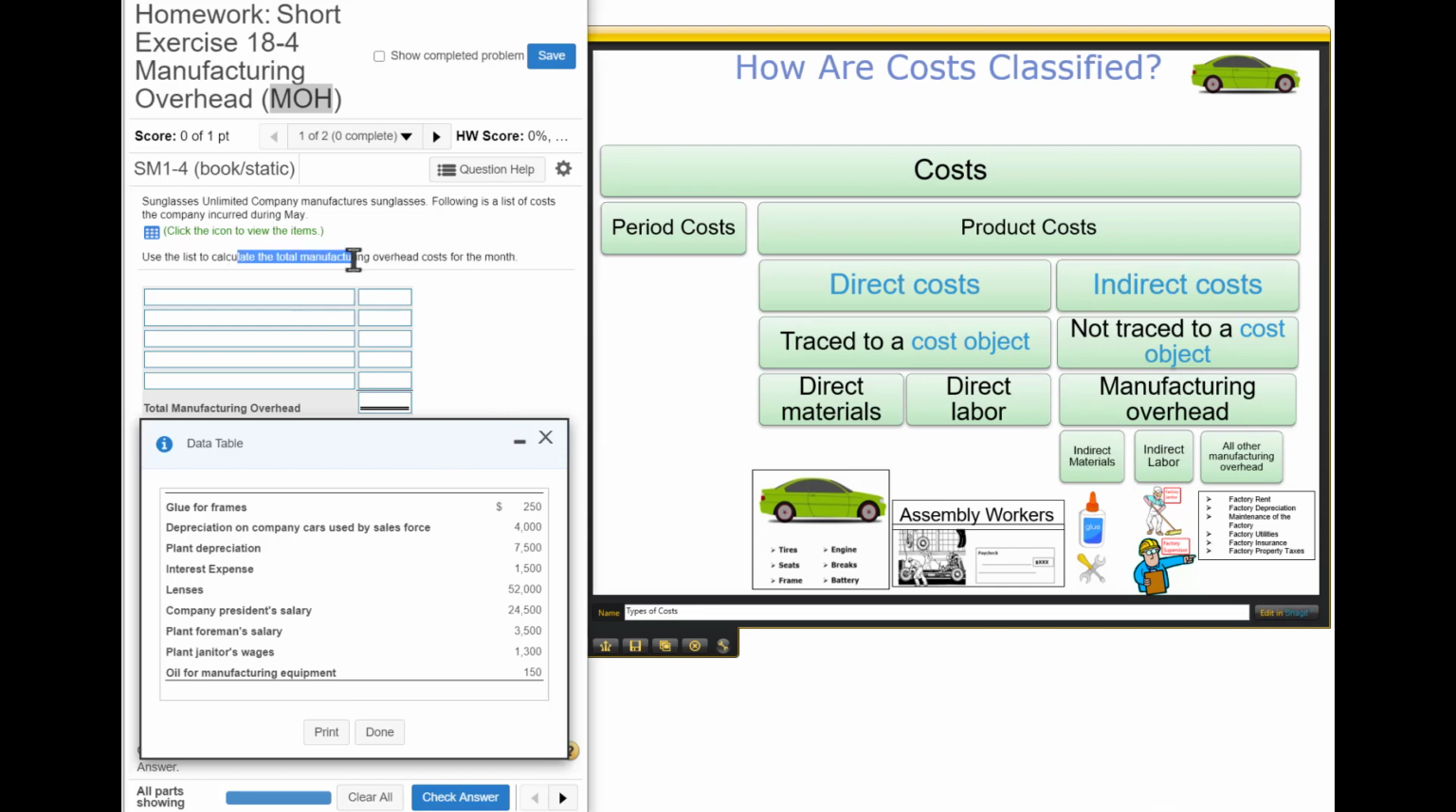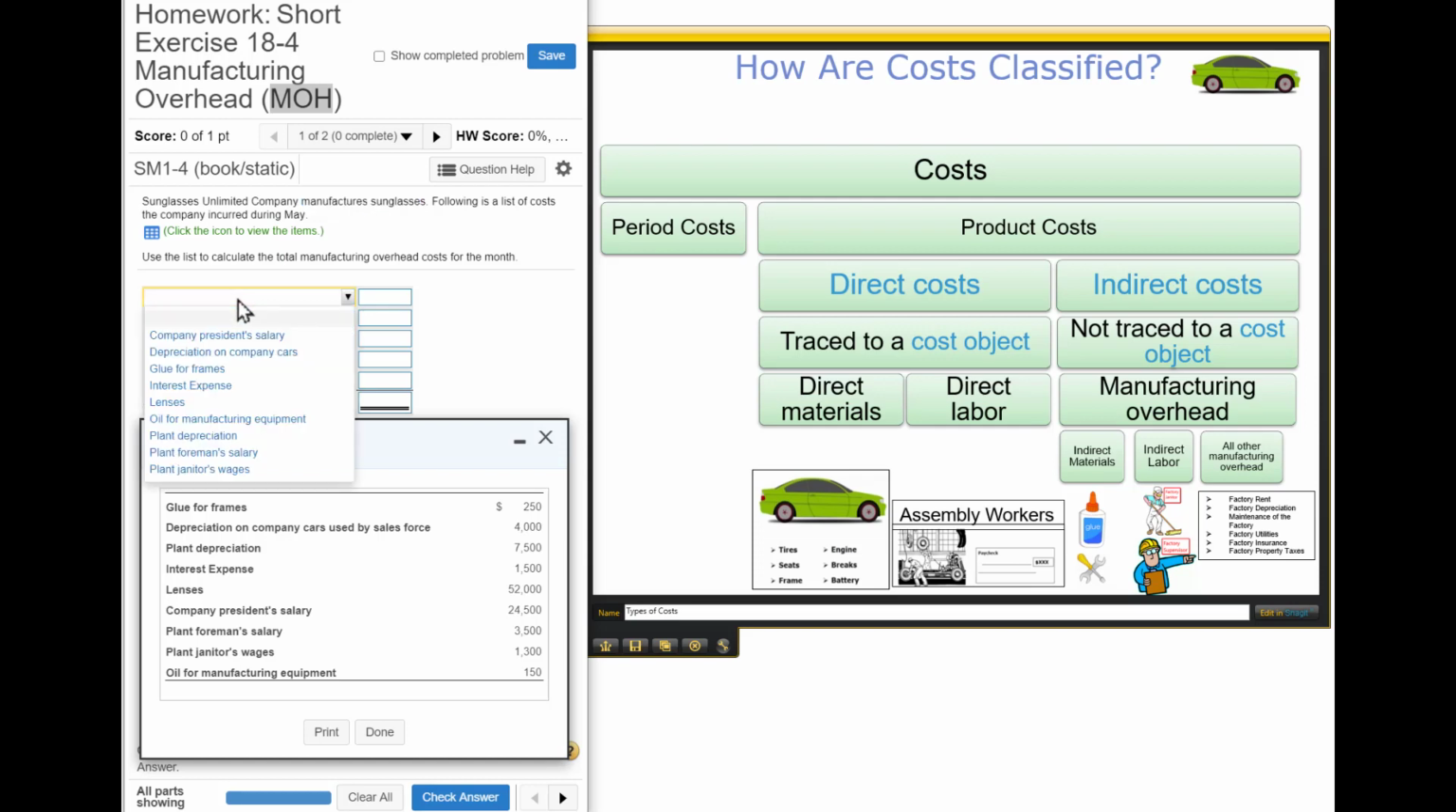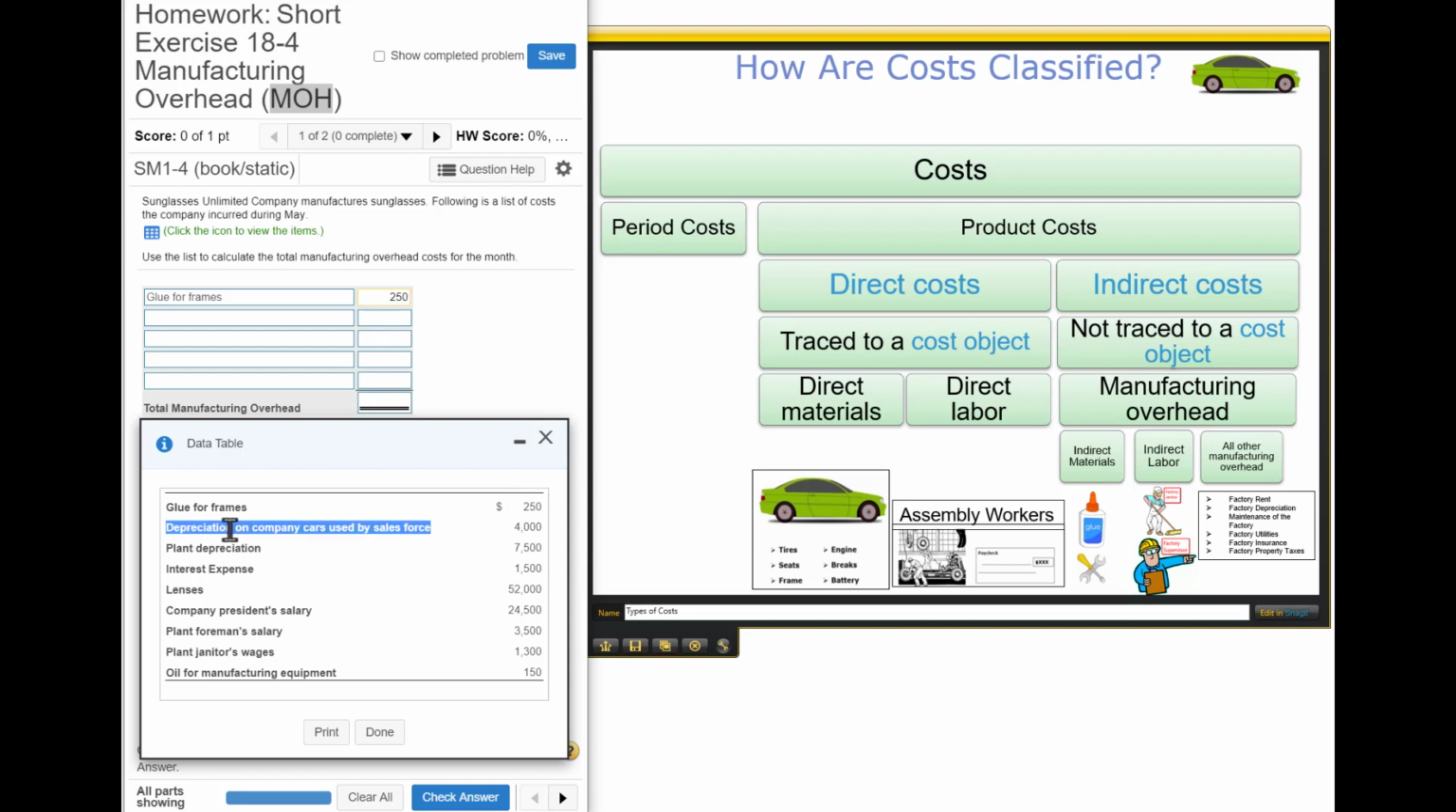So back to the problem. We're trying to figure out which ones are total manufacturing overhead costs, so we're trying to classify which of these are manufacturing overhead. Let's talk about the glue for the frames. Again, remember we manufacture sunglasses. That is an indirect material, which is a manufacturing overhead. So we're going to include glue for frames as a manufacturing overhead. How much was that? $250. Copy and paste.